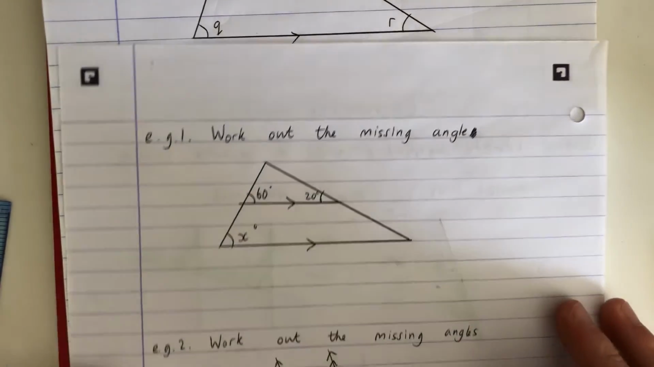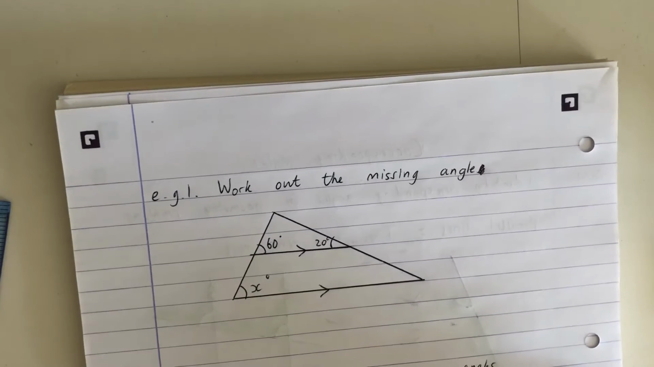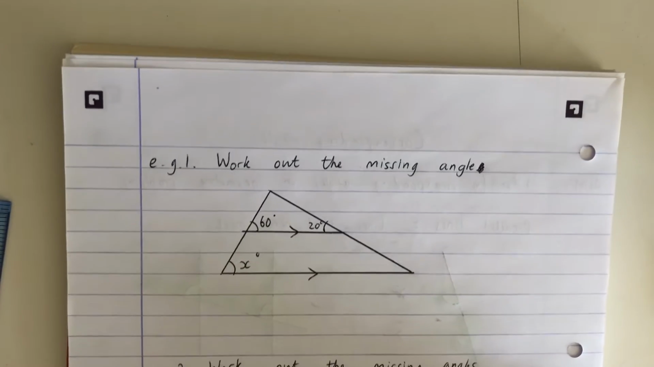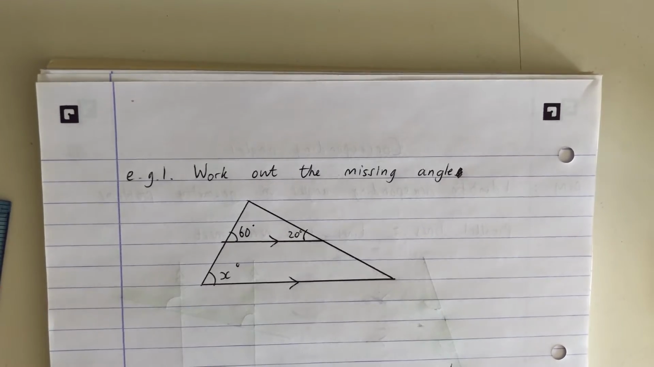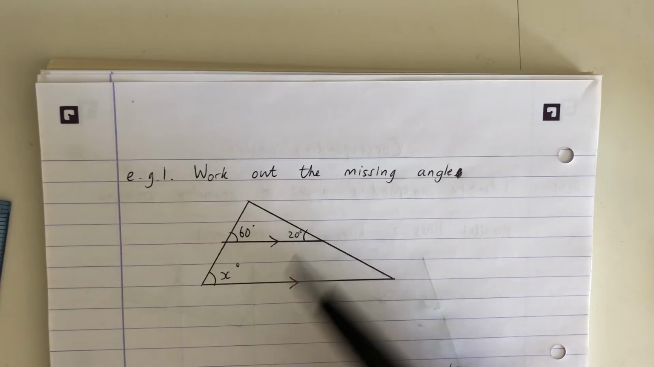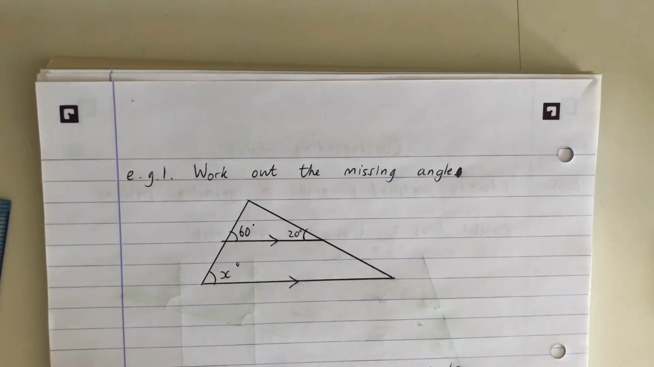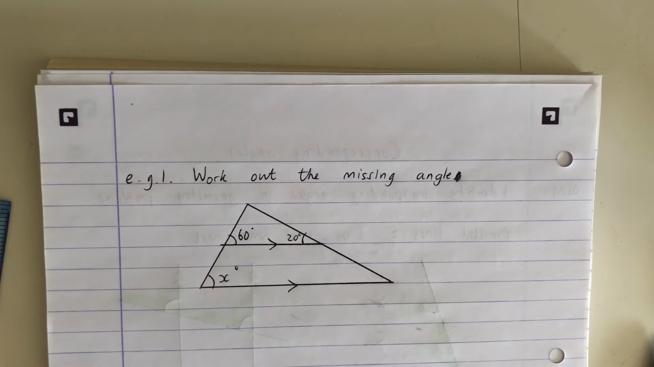Okay, let's look at some examples. So, e.g. number 1, work out the missing angle. So we've got this geometry shape, three angles labelled, x is the thing we want to work out, and we are looking for an F angle, effectively.